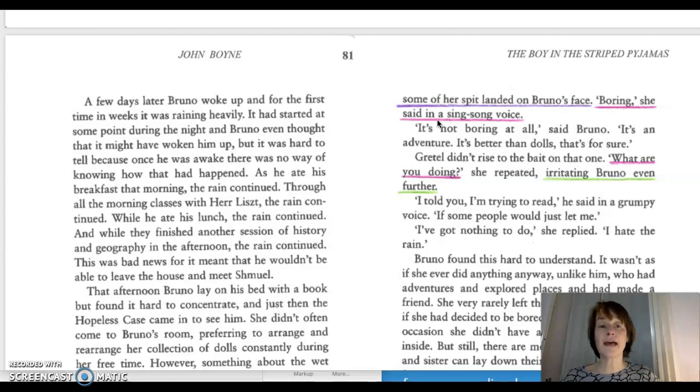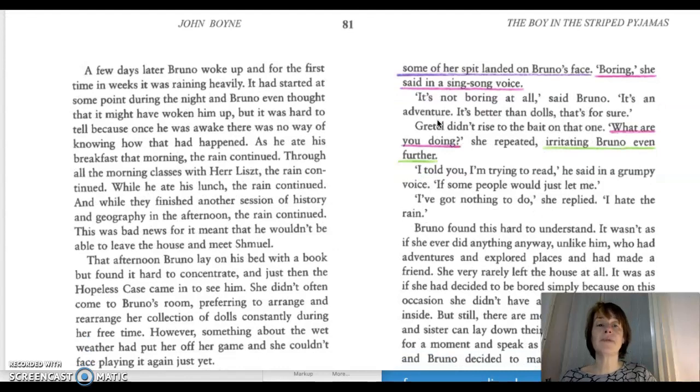Right below that, here we have a little mini paragraph that says, Gretel didn't rise to the bait on that one. "What are you doing?" she repeated, irritating Bruno even further. So I underlined "what are you doing" in pink because that is speech. But then I used green for "irritating Bruno even further," and the green is the effect that she has on others.